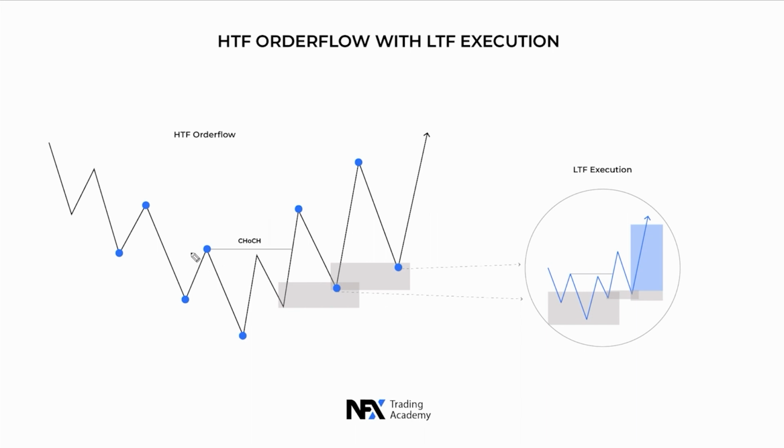So what you do after the 4-hour change of character, you mark the demand zone, in this case with a POI, and then you wait for the lower time frames to come in. So you can either wait for the 15-minute or the 5-minute. Usually if it's during a session, again London or New York, you can wait for 5-minute confirmation with 1-minute confirmation for the entry. Or if it's outside the sessions, I usually wait for the 15-minute, 5-minute and 1-minute in order to take the entry.